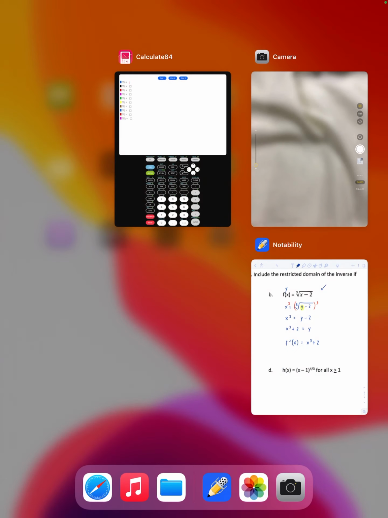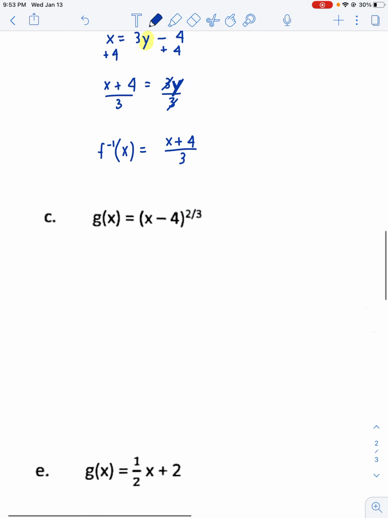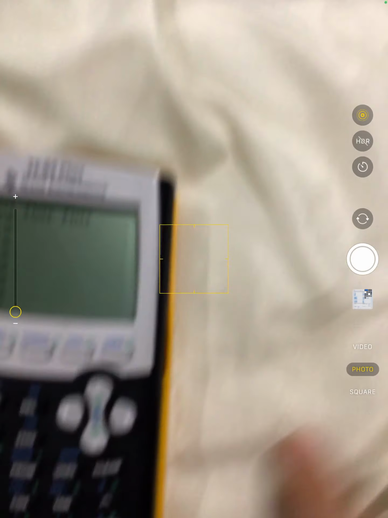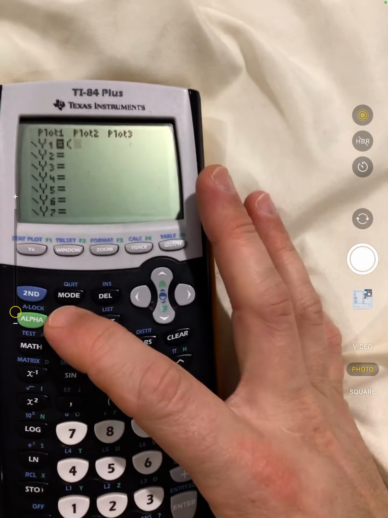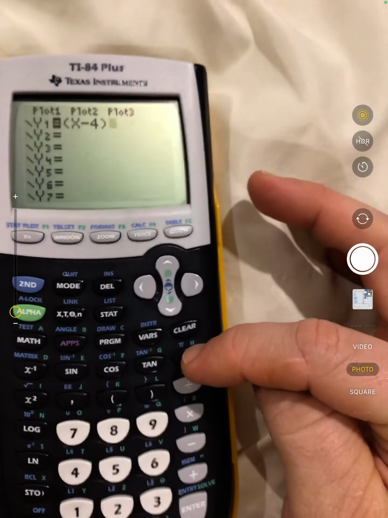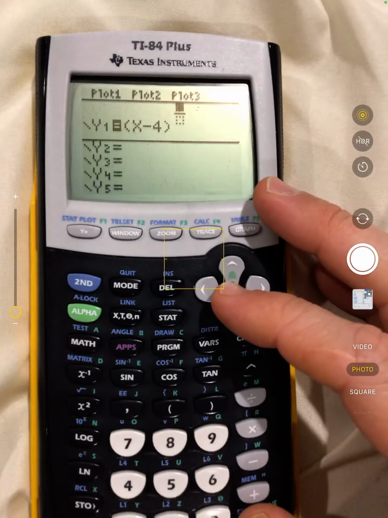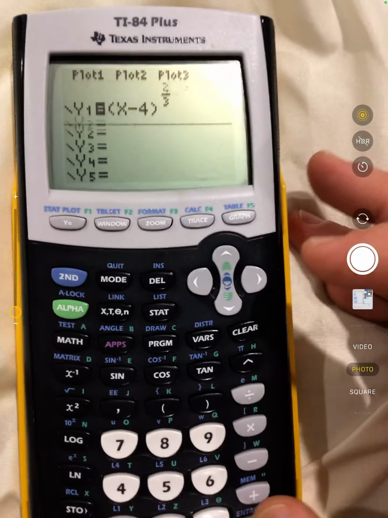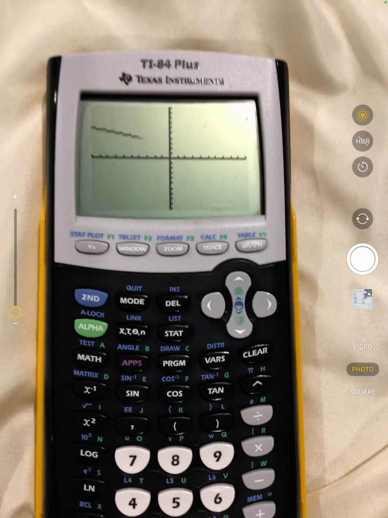Okay? All right, let's go back and look at another one. I'd like to look at C real quick, and this one will be a pretty fast one, because what's the first thing we need to do? A horizontal line test. All right, so let's go back to our graphing calculator. I know this is a little tedious, but we're going to type in open parentheses, x minus 4, close parentheses, raised to the power 2/3. So there's our equation. We've typed it in correctly, and here comes my graph.